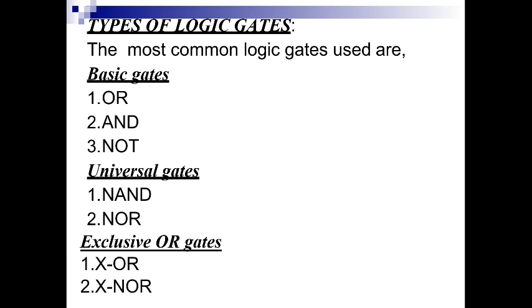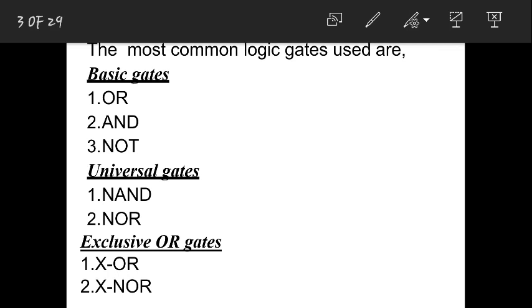These are the main logic gates. The most common logic gates used are of 3 types: basic gates, universal gates, and exclusive OR gates. First we will see the basic gates, then later we will go with universal and exclusive OR gates. In basic gates you have 3 logic gates: OR gate, AND gate, and NOT gate. We will study these 3 logic gates now.